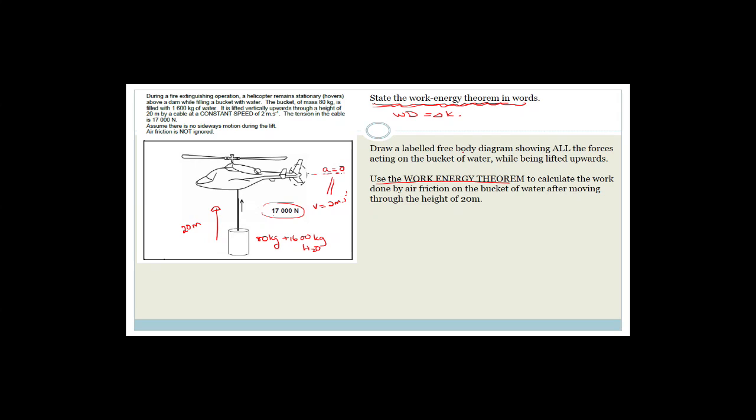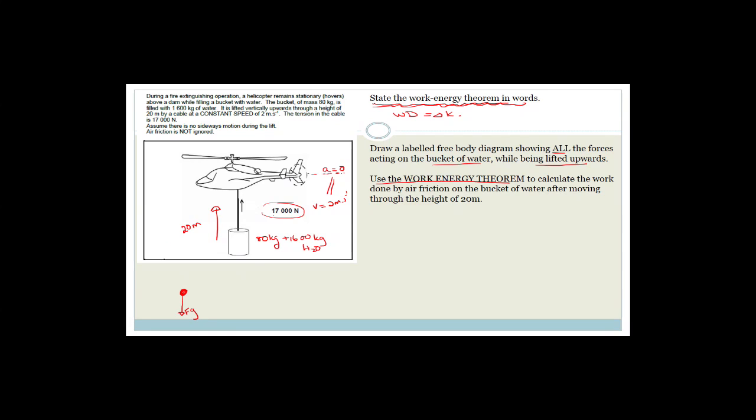Now it says draw a labeled free body diagram showing all the forces acting on the bucket of water while being lifted upwards. Okay, so let's do it over here. So we've got obviously the force of gravity.